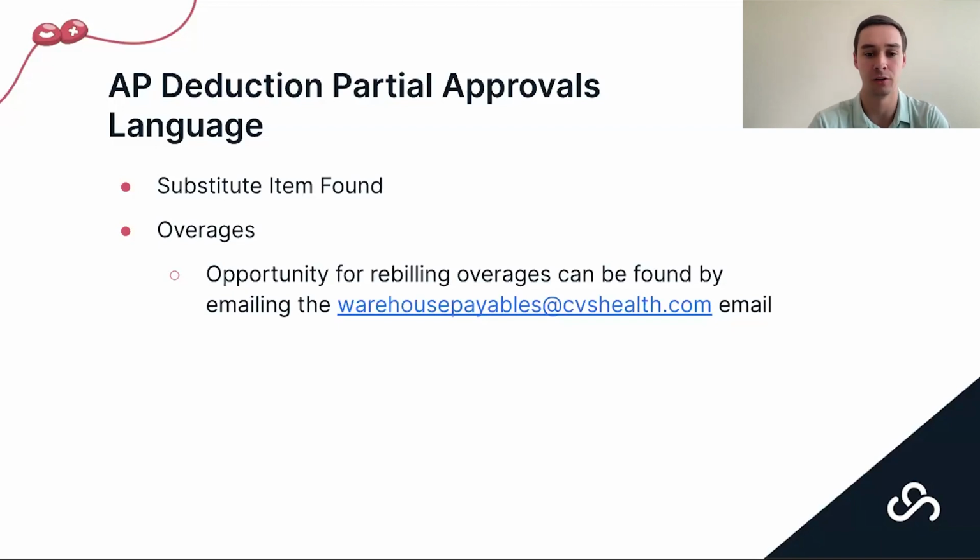So you can always email warehousepayables@cvshealth.com, and they'll help you invoice for the overages that you may have sent.